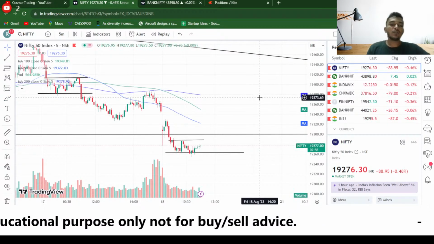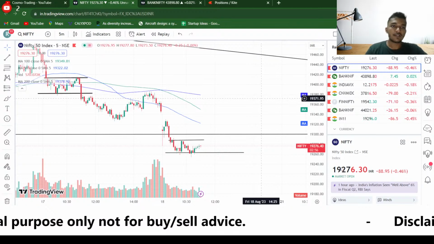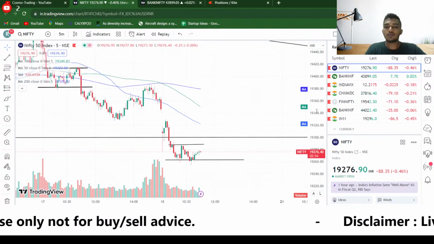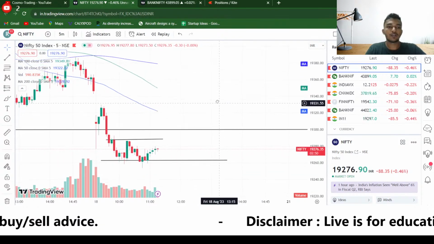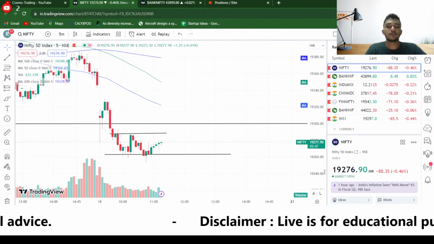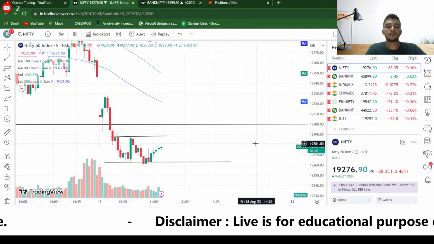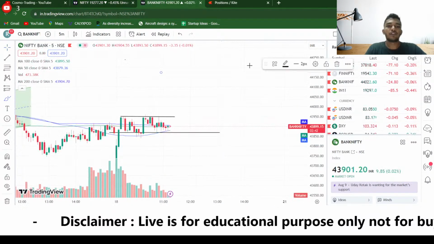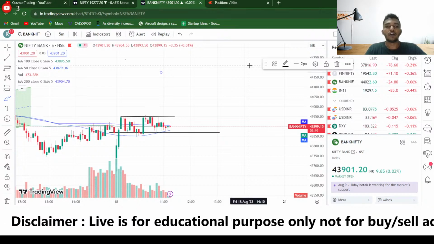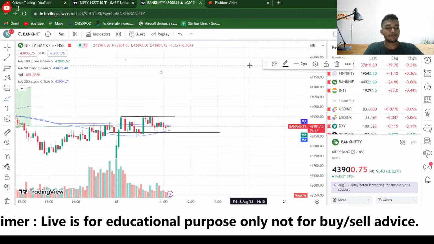So there is a weakness in the momentum on Nifty's candles. So let's zoom it out, zoom it in. Bank Nifty, we're at the 43,900 area.